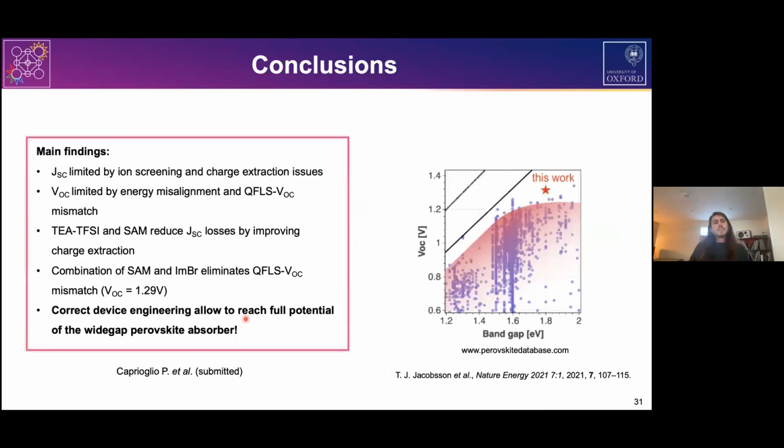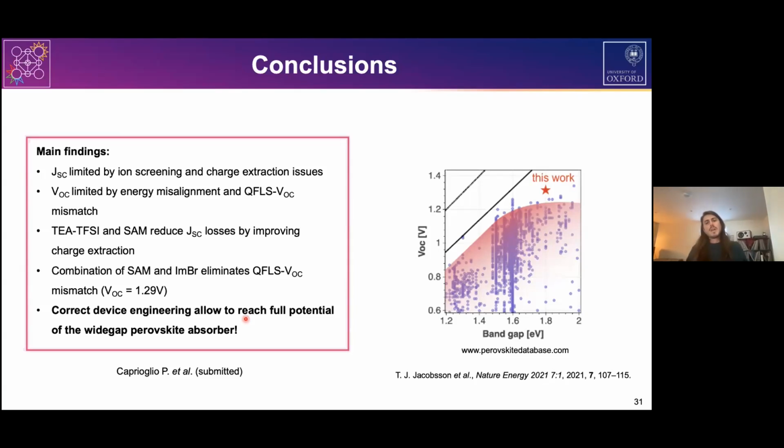And so here, to conclude, we found out that in these devices the JSC is mostly limited by the ion screening and the charge extraction of our device. The VOC, the other way around, is limited by the energetic misalignment with the transport layer and the quasi-Fermi level splitting VOC mismatch. We found out that optimizing the HDL mostly improved the JSC of our device and helped the charge extraction, whereas improving the ETL mostly improved the VOC of the device. And the combination then of the optimized ETL and HDL interfaces gives rise to very high voltages in our device.